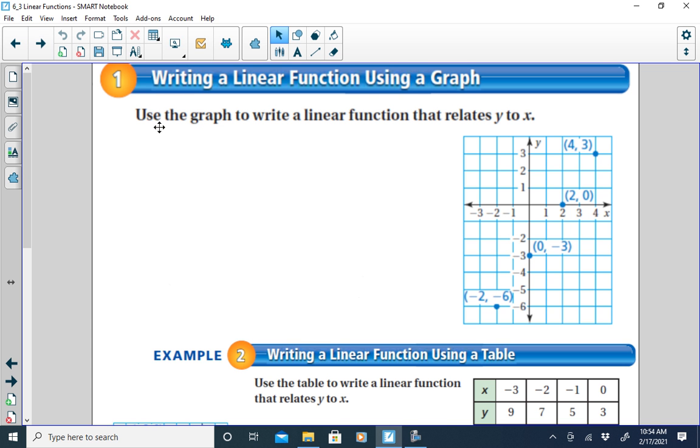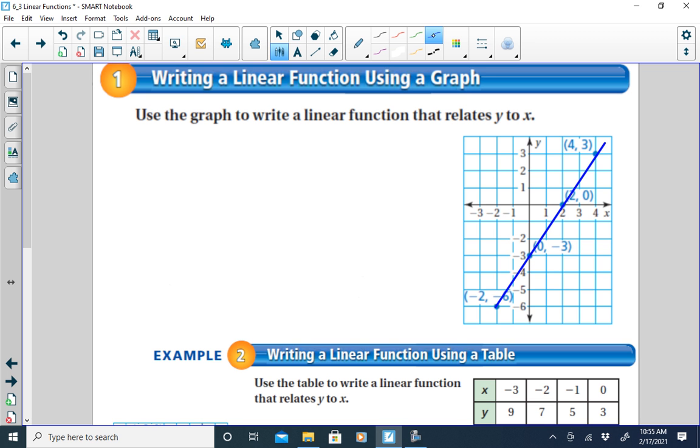Okay, let's take a look at our first example. We're asked to use the graph to write a linear function that relates y to x. When we see our graph here, we see we have points located at (-2, -6), another point at (0, -3), another point at (2, 0), and another point at (4, 3). Those points all lie in a straight path, so we can connect them with a straight line. We know that this function is going to be a linear function.